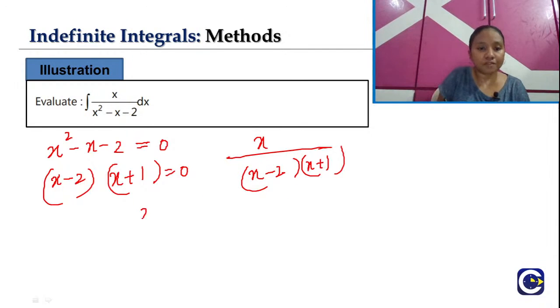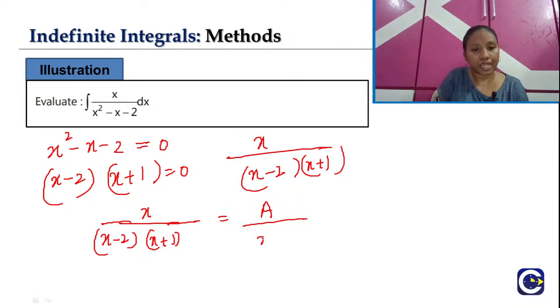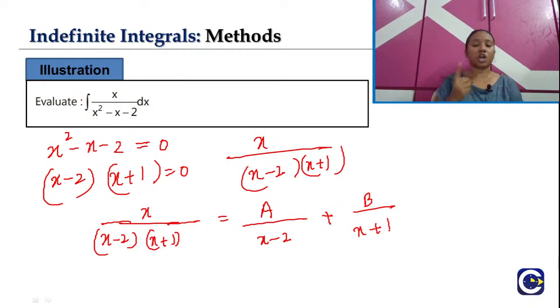If we have non-repetitive linear factors in the denominator, how are we going to express this? This will be equal to A by x minus 2 plus B by x plus 1. Now what is our second aim? To find the values of the capital A and B. How will we find capital A and B? By simplifying both the LHS and RHS of the given equation.